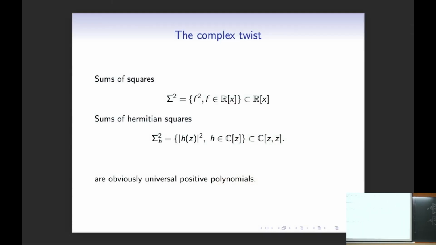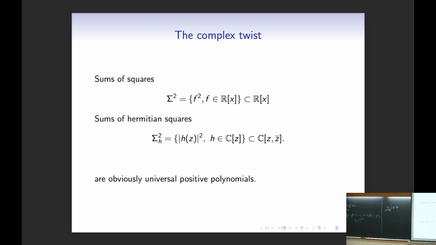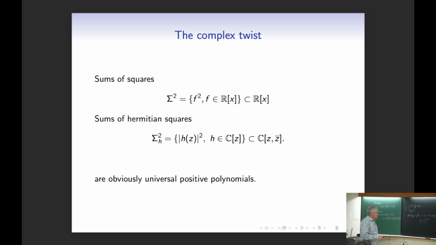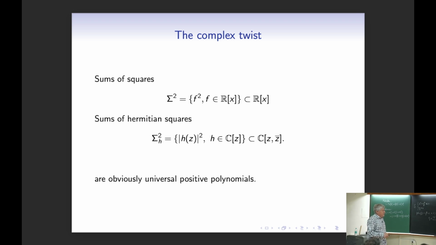So let's work with Hermitian sums of squares. Of course, these are universally positive, but they are less so. For instance, as a simple exercise, you take the Laplace operator of this and it will be non-negative, while here it can have any sign.